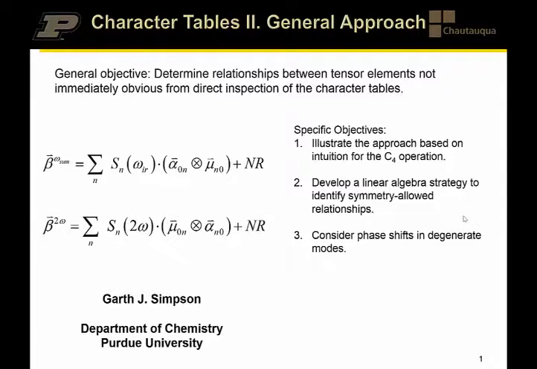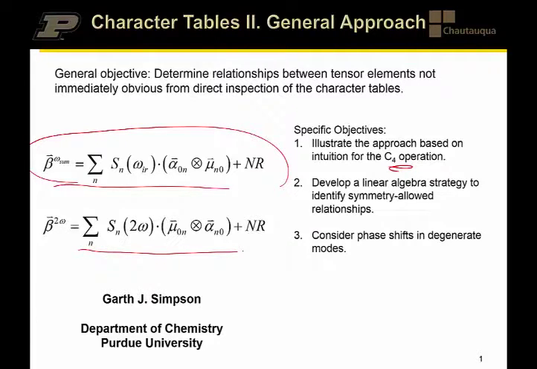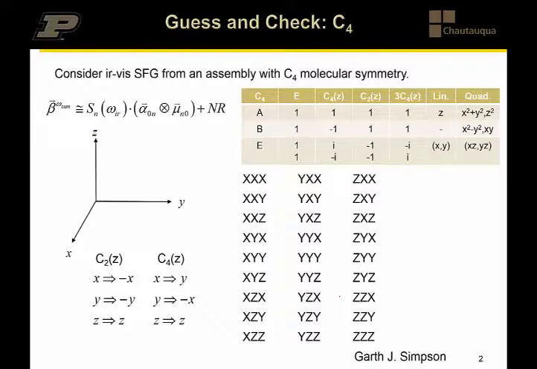So we're going to dig in a little deeper now into character tables and see how we can use them to solve problems that might not be trivially obvious by simple inspection, as in the case of C2V. And we'll look at this by considering explicitly the example of a C4 symmetry operation for vibrational sum frequency generation, and at the end tie it into what you would get in the case of second harmonic generation. And we'll do it in a fairly formal way, but before we get there, let's first do a simple guess and check approach.